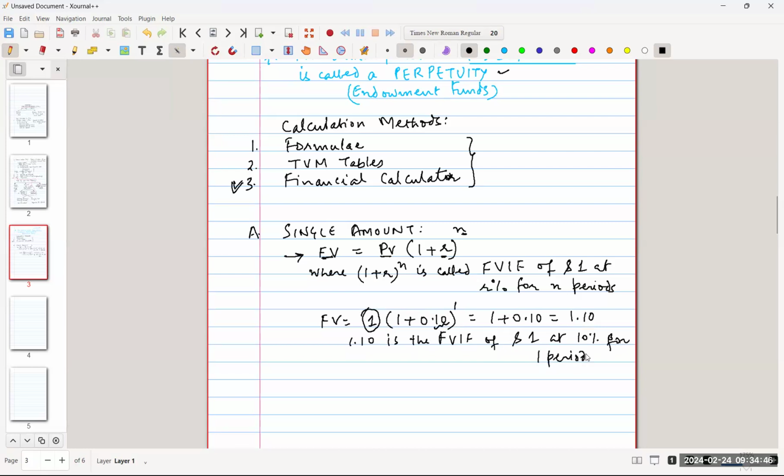Now give me a moment and let me look for the time value tables so that we could look at them side by side. I'll be quiet for a few moments till I look for the TVM tables.